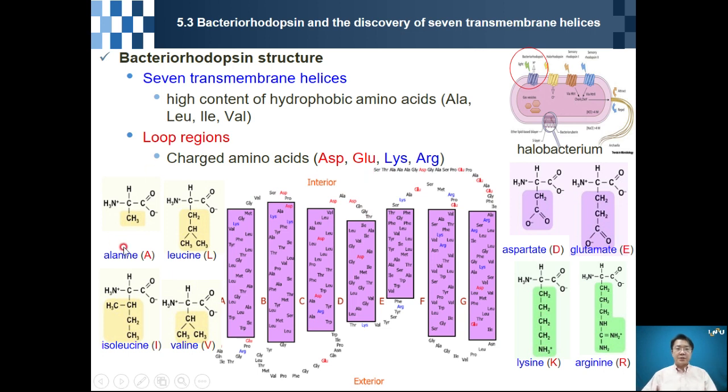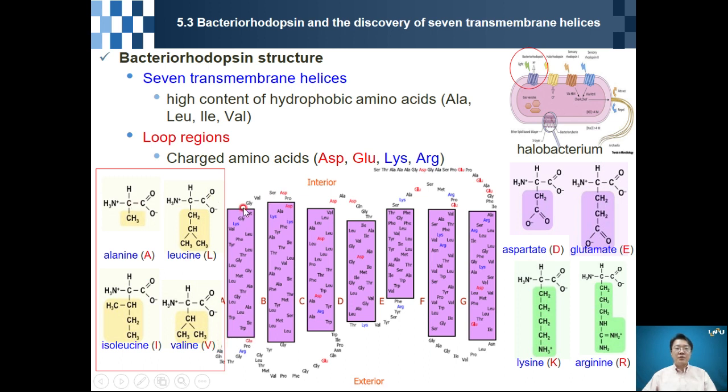Each of the 7 transmembrane helices exhibits a high content of hydrophobic amino acids, especially alanine, leucine, isoleucine, and valine, which have an aliphatic side chain. So they are hydrophobic amino acids. If you see here, there are lots of isoleucine, leucine, alanine, and valine. Isoleucine is like this. So the 7 transmembrane helices show a high content of hydrophobic amino acids, ALIV.